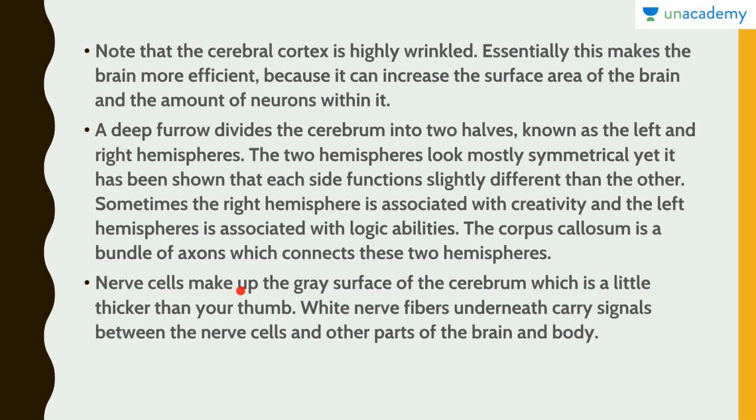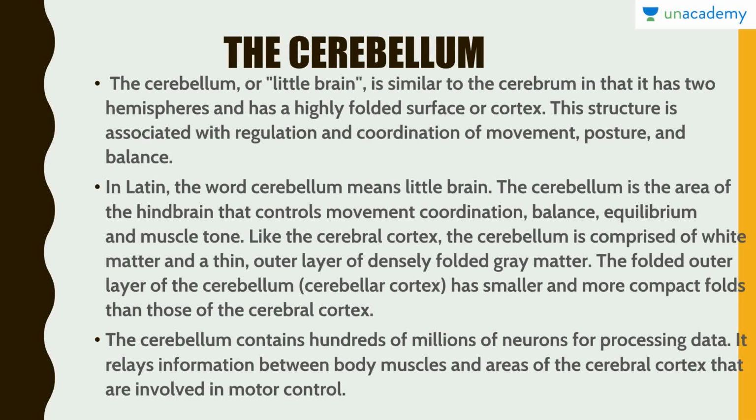We've already done this. Nerve cells, which make up the grey surface of the cerebrum, is a little thicker than the thumb, and the white nerve fibers underneath carry signals between the nerve cells and other parts of the brain and the body. So that means the grey matter is outside in the brain and the white matter is inside.